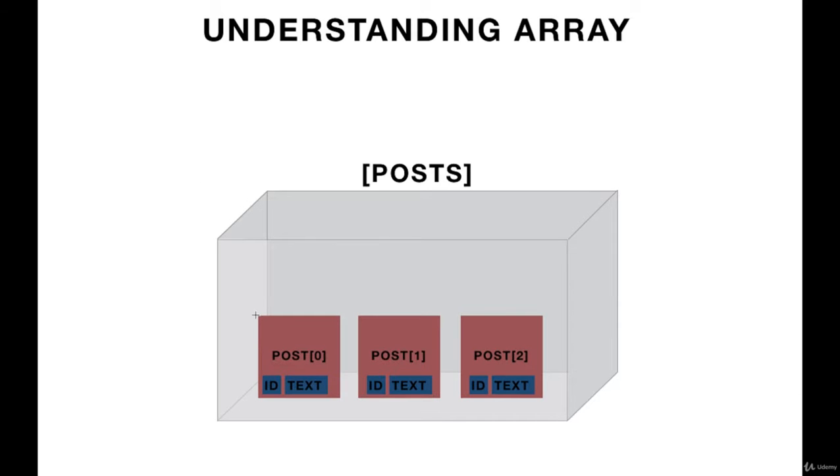In this large box, there are small boxes like post at index 0, post at index 1, and post at index 2. So the index starts from 0. This large box, which is posts, can store millions or billions of objects in it till the memory of your device is full. So the index will start from 0, 1, 2, etc.